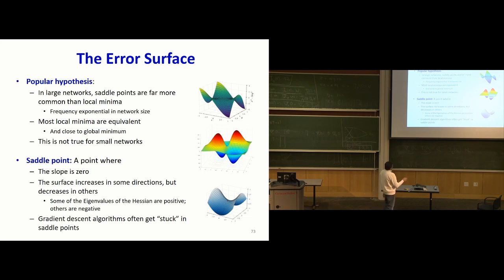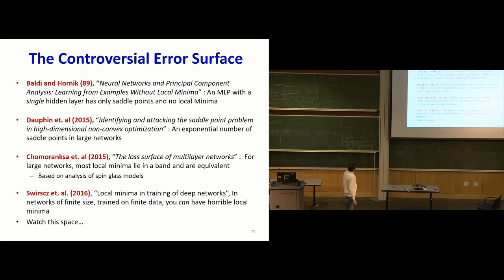Now, what do I mean by a saddle point? A saddle point is a point like this, where locally the derivative is zero, but if you walk along some directions, the function value goes up. In other directions, the function value goes down. So if you think of the Hessian of this function at this point, some of the eigenvalues are positive, which means they represent directions where the function is a minimum, and some of the eigenvalues are going to be negative, representing directions where the function is a maximum. Is that right? I may have got this flipped. But in any case, gradient descent algorithms often tend to get stuck in these saddle points.